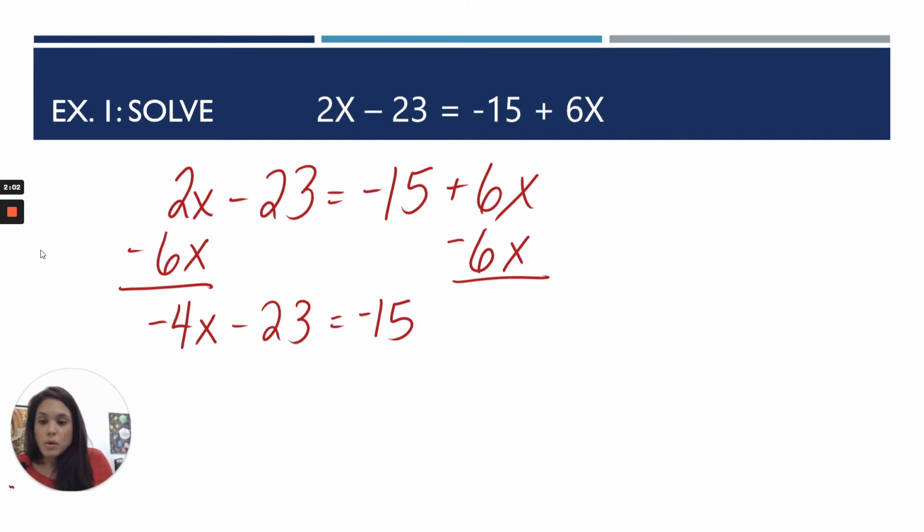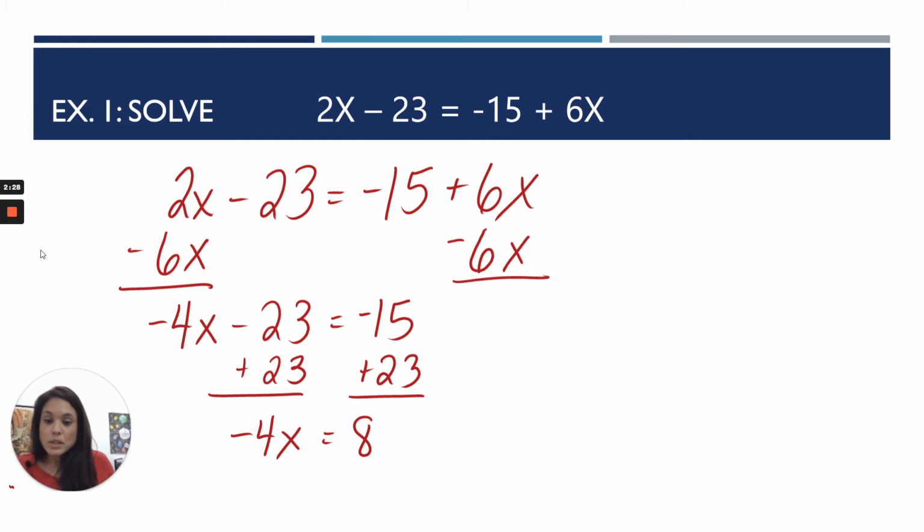All right, so I have my variable now on the left side. I need to move my number that is not attached to the variable to the right side. So I'm going to add 23 plus 23. This canceled out to be 0, and when I add this, I get a positive 8. So I'm still left with this negative 4x, and I need to bring that down. So this is negative 4 times x.